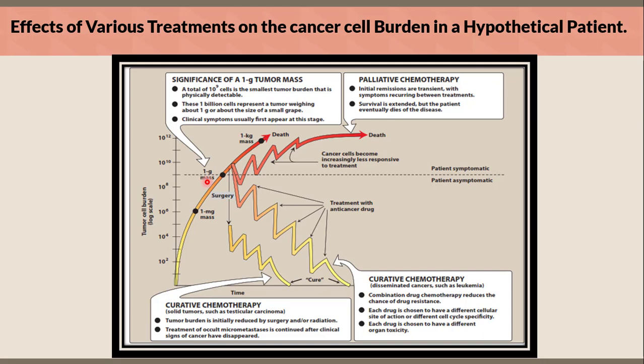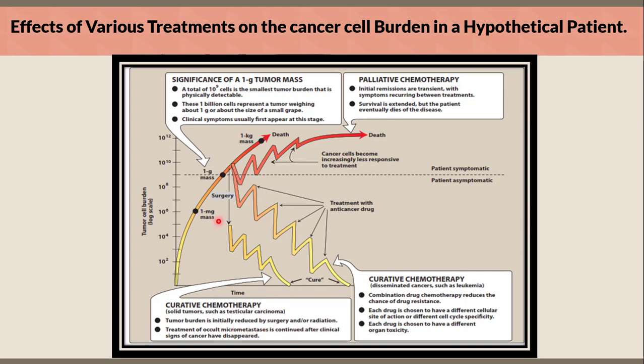From this stage, the disease progresses beyond the 1 gram mass of tumor, or the patient will die. And in this stage, there are 2 pivotal ways. First way is curative chemotherapy, and the other is palliative chemotherapy. For curative chemotherapy for solid tumors such as testicular carcinoma, the tumor burden is initially reduced by surgery and/or radiation.